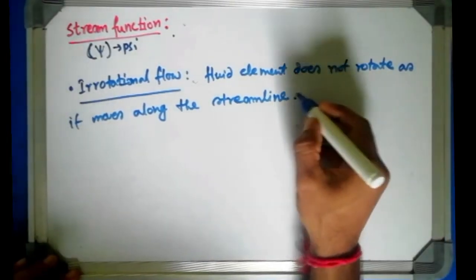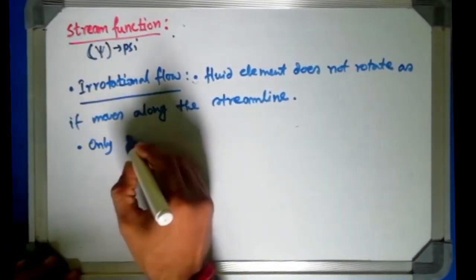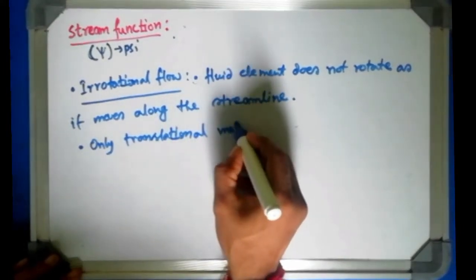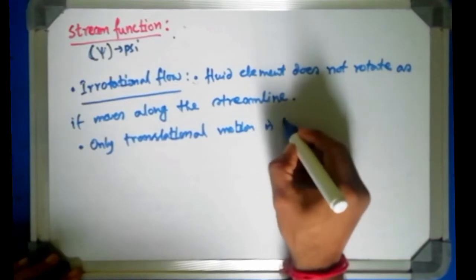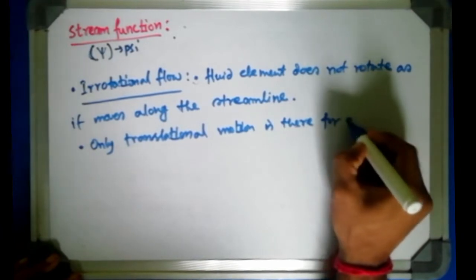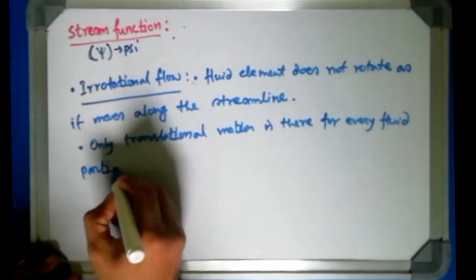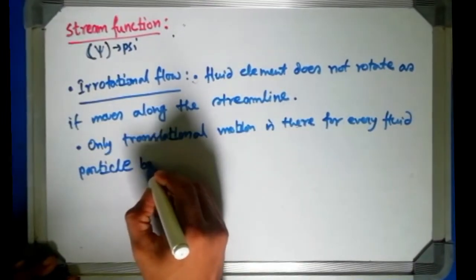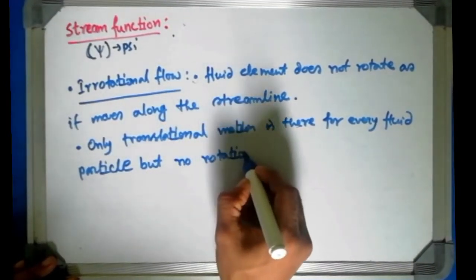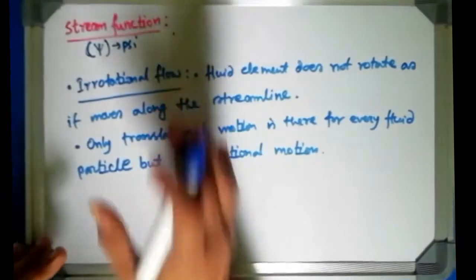Or we can say only translational motion is there for every fluid element. Translational motion is there for every fluid particle. But no rotational motion. And that flow is known as irrotational flow.